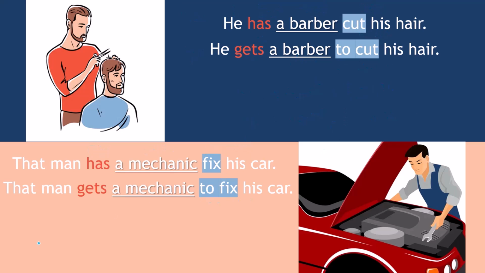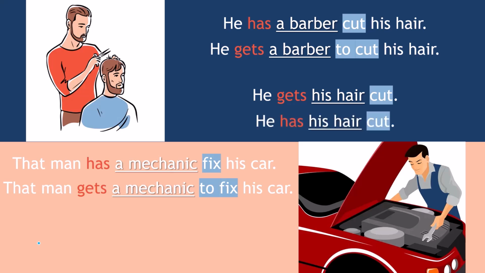As I told you before, we can say these sentences in a way that we do not mention the names of the agents. We just talk about the thing that is happening, that is done by another person. Like this example, he gets his hair cut, or he has his hair cut. So who did that? We do not mention the name of the agent or doer, but it is completely clear that a barber is doing that. Okay, these sentences are called passive causative. Okay, passive causative sentences. He gets his hair cut.